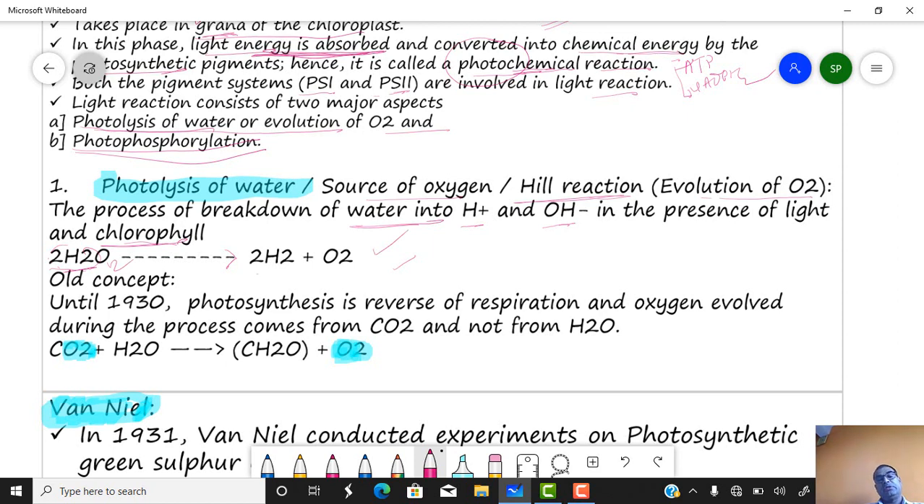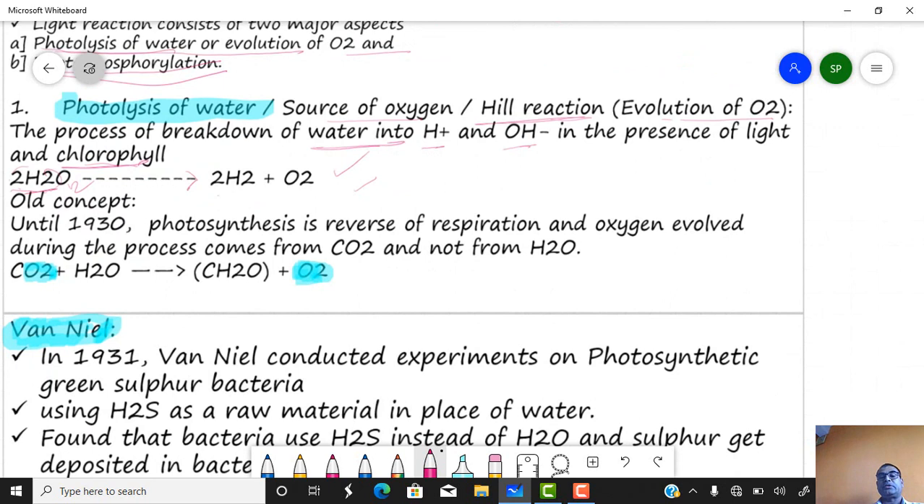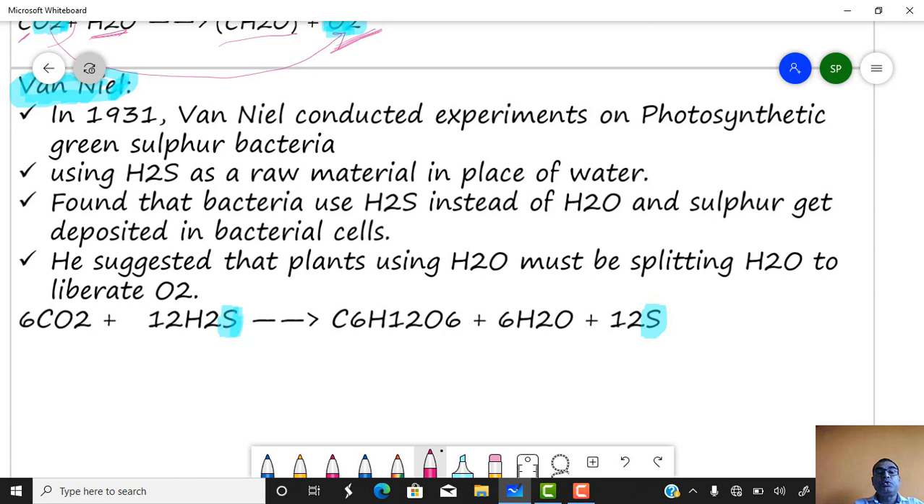What is the old concept? Till 1930, it was considered that photosynthesis is a reverse reaction of respiration, and the O2 evolved during photosynthesis comes from the carbon dioxide. So they considered this is a carbon and this is H2O. It forms CH2O. This O2 will be separated and evolve in the atmosphere. So this is the old concept. In 1931, an experiment was conducted on photosynthetic green sulfur bacteria.